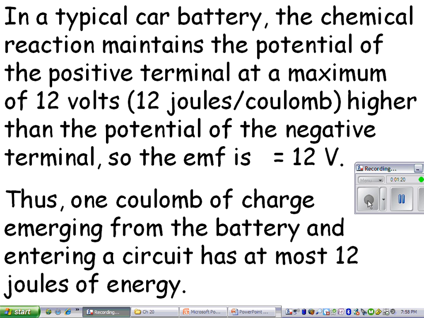If it was a 9-volt battery, those charges coming out would have 9 joules of energy per coulomb of charge. A 12-volt battery has 12 joules of energy per coulomb of charge. The 12-volt battery basically just has more pressure pushing those charges out of that battery. They have more energy coming out, so they can do more work. So this bottom paragraph says, thus 1 coulomb of charge emerging from the battery and entering a circuit has at most 12 joules of energy.